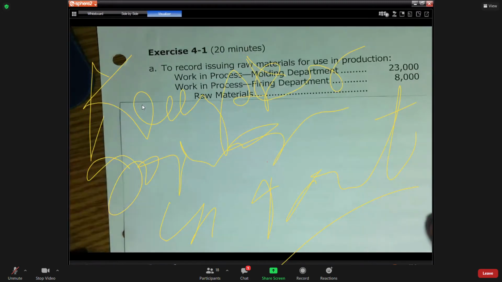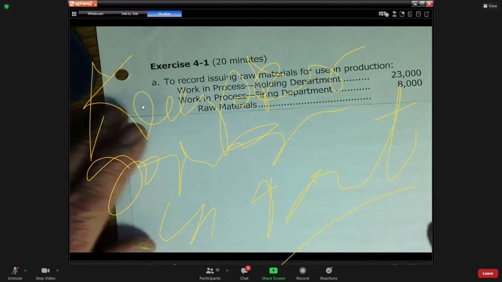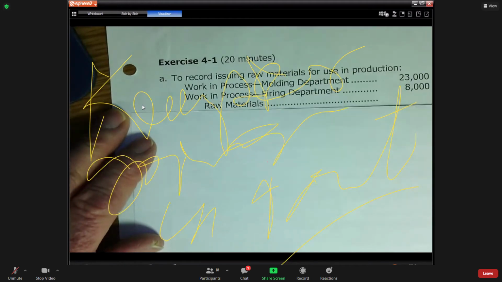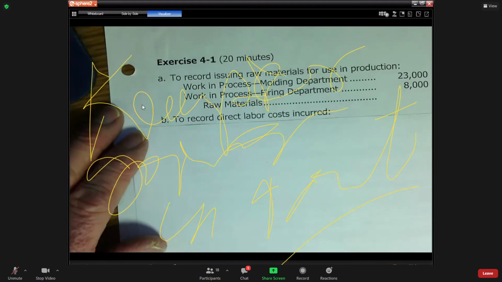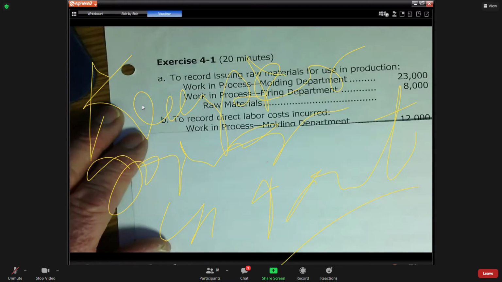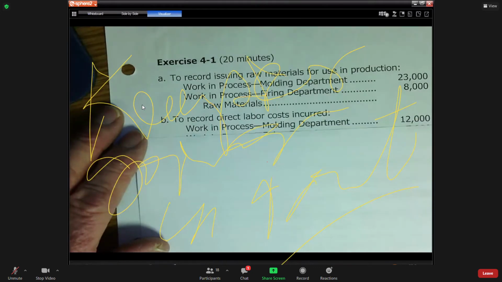So what are you going to debit? What are you going to credit? Is it direct labor? Debit molding department for 12. How about work in process? Molding department work in process. You got to remember work in process from chapter 3. So 12,000 for work in process molding, and then work in process firing for 7,000.